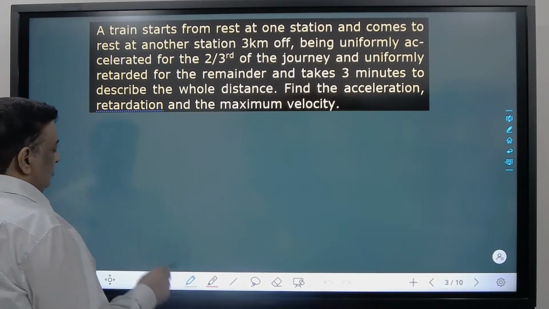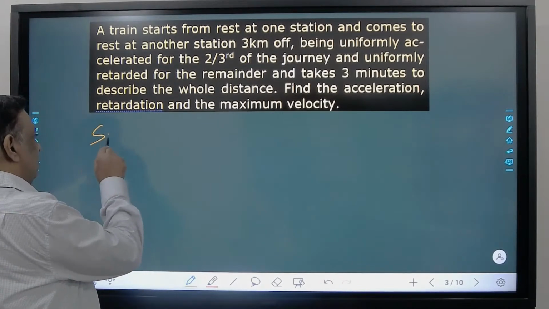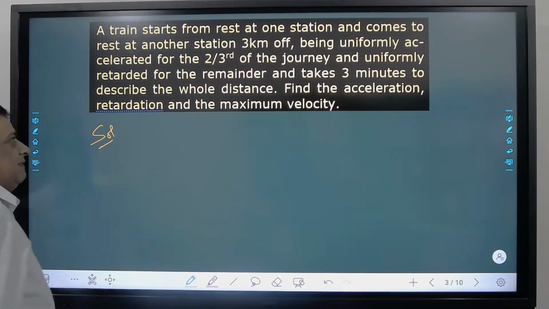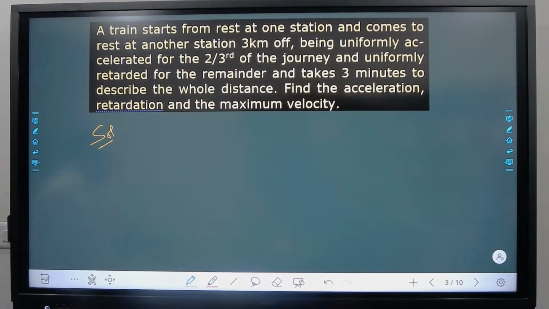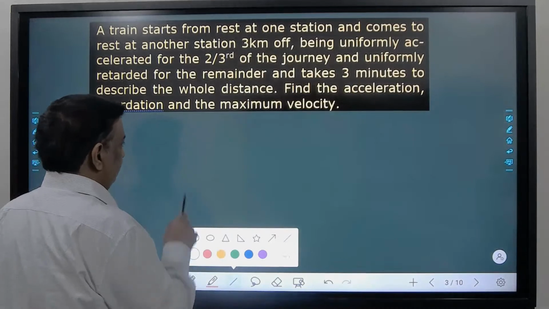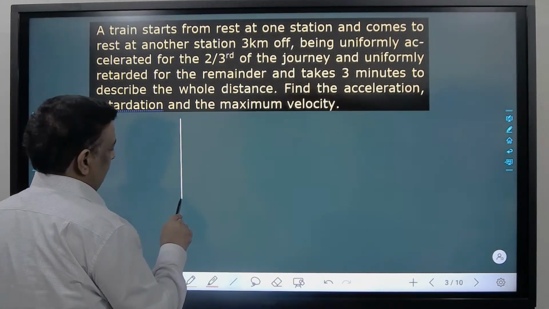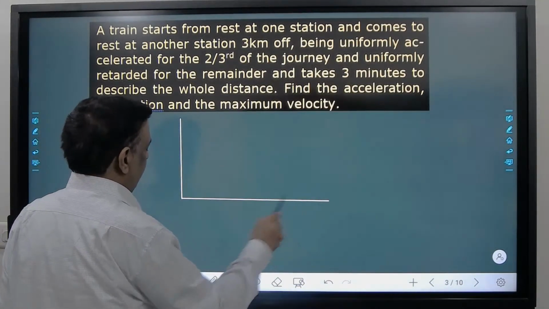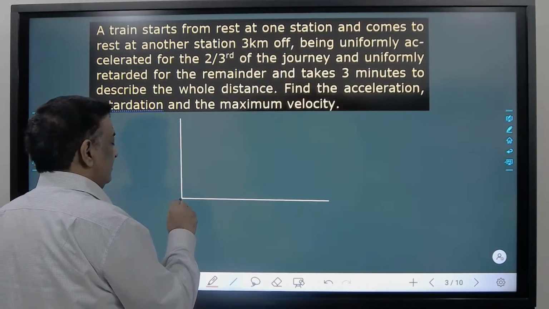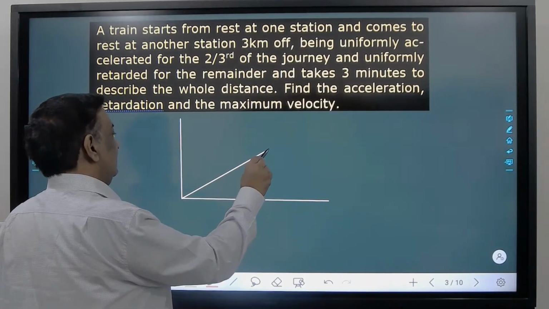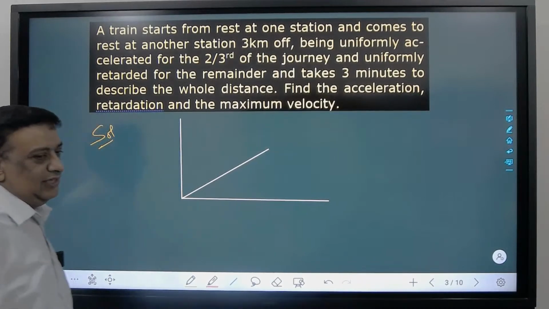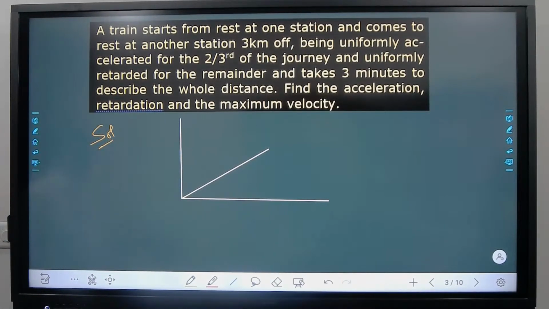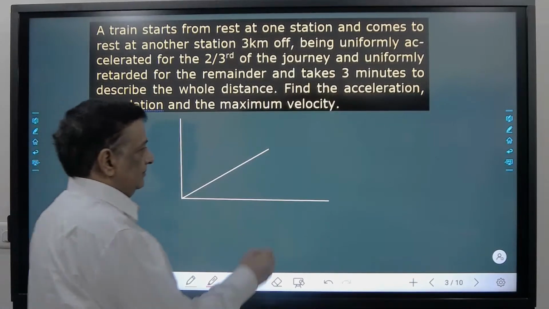When such a question comes, it's always the best option to draw the graph, the velocity time graph. The area under the velocity time graph is distance or displacement, because it's moving in a straight line, so distance and displacement will be equal for all points. So if we draw the graph, we are given that the train starts from rest. For two-thirds of the journey, its speed is increasing and then it retards.